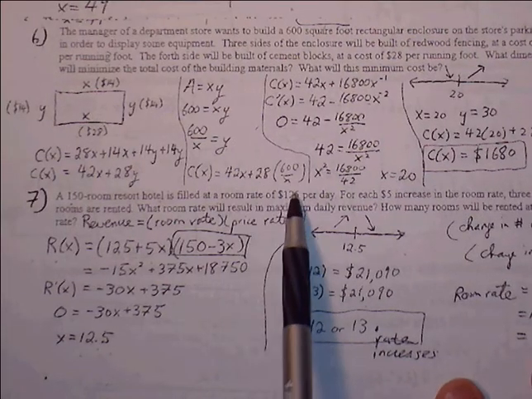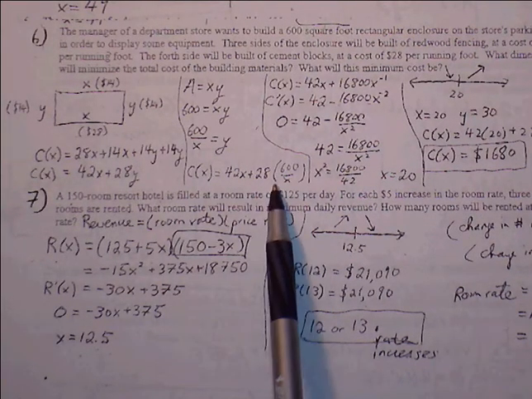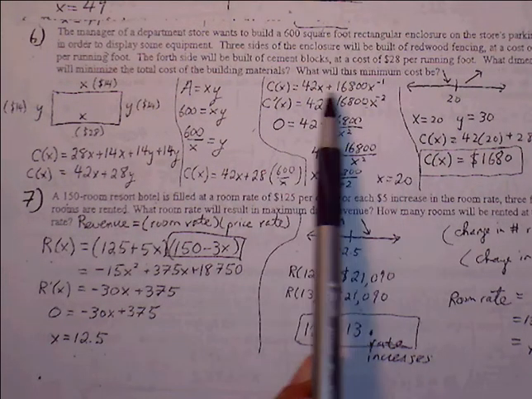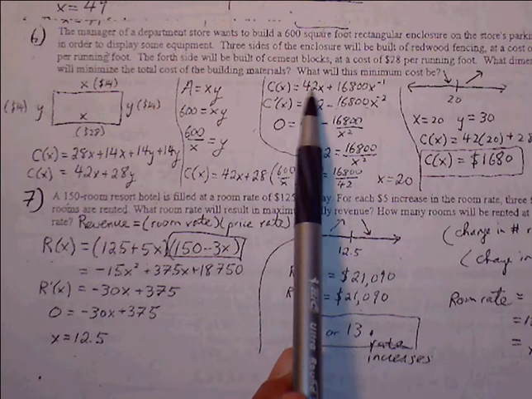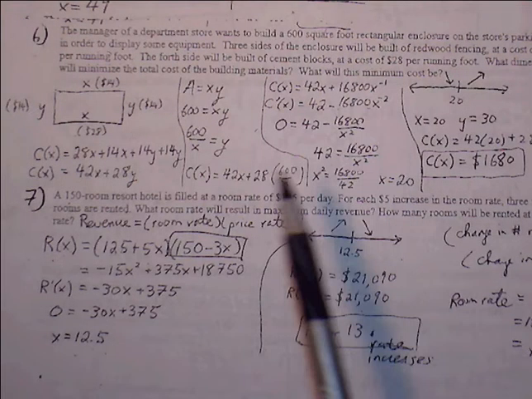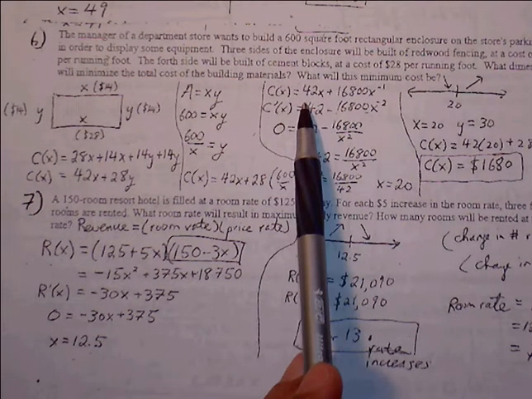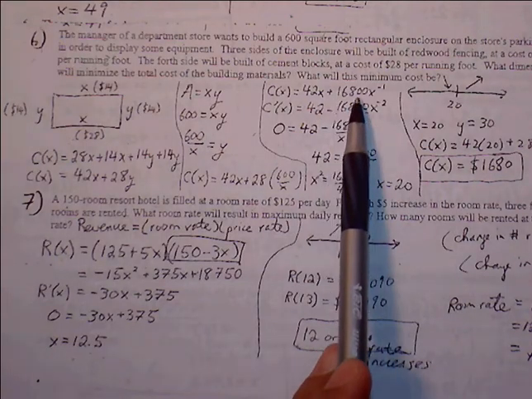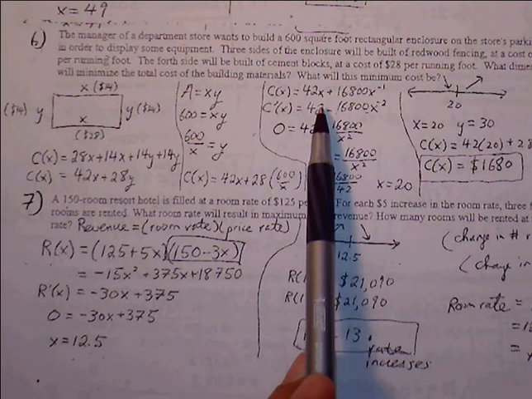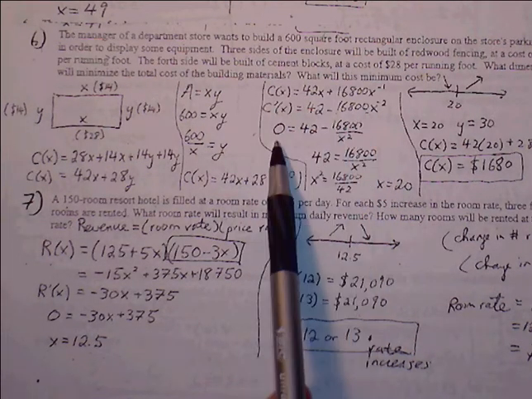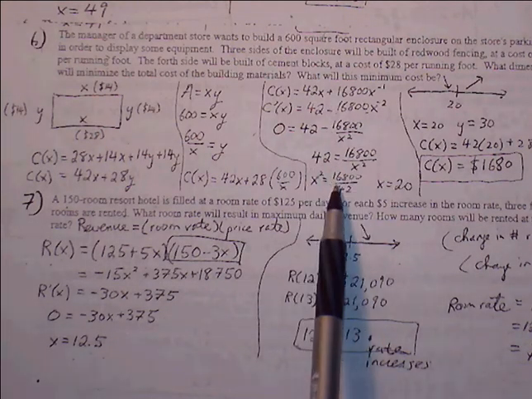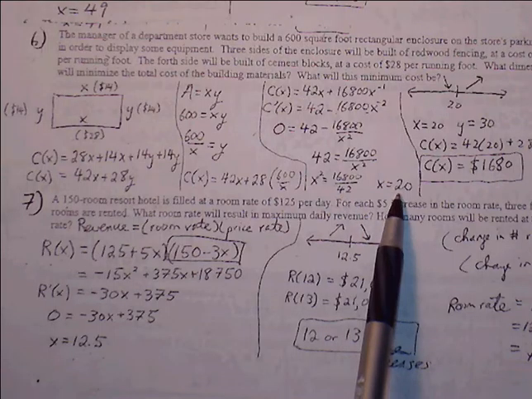42x plus 28 times 600 over x. We can clean this up a bit: 42x plus 16,800x to the negative 1. Now our cost equation is ready for us to apply the power rule. So we can find the derivative now. 42x becomes 42. 16,800x to the negative 1 becomes negative 16,800x to the negative 2. We set that equal to 0 to find our critical point, and then rearrange to solve for x. x squared equals 16,800 over 42, so x equals 20.